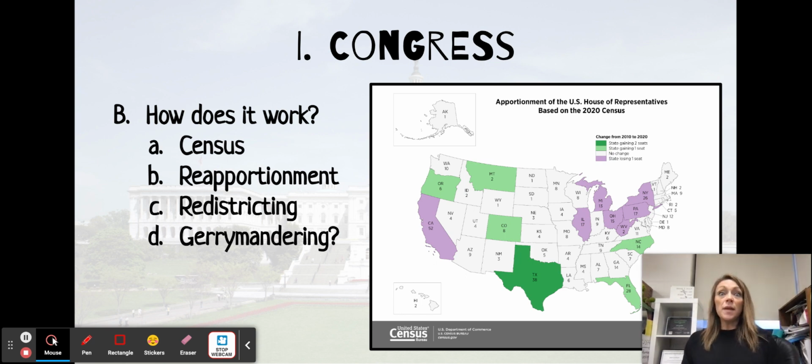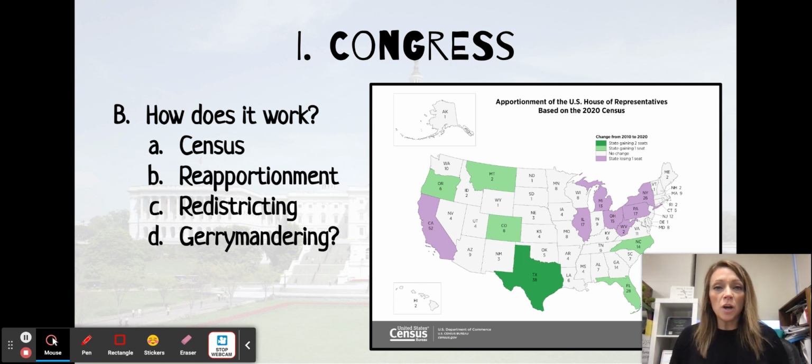Okay? So next, redistricting. This is kind of the next step in the process of awarding representatives. And when we redistrict, we look at the population of a state and we figure out how we can draw the district lines in those states to make them as equal as possible. Okay, and we're going to look at that in class.